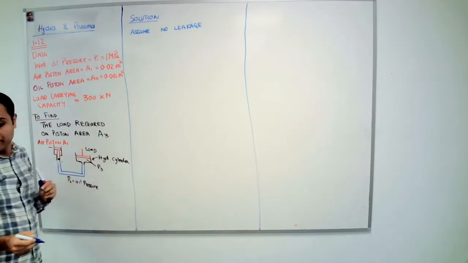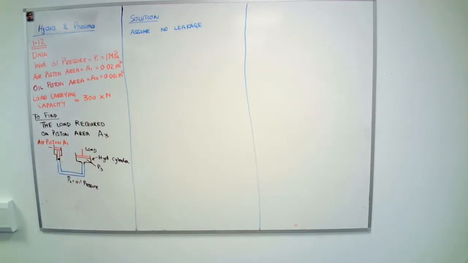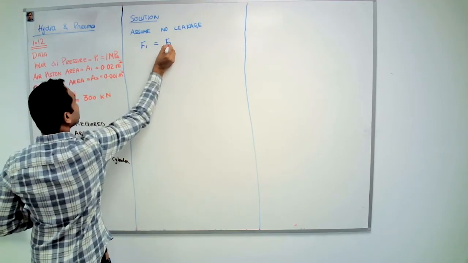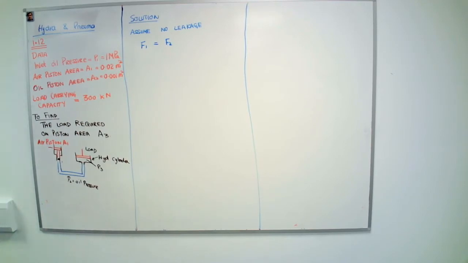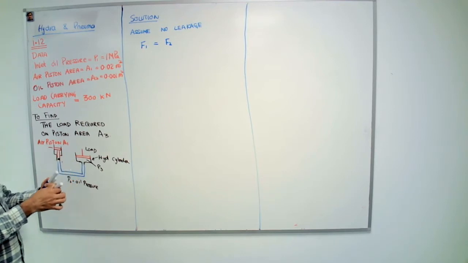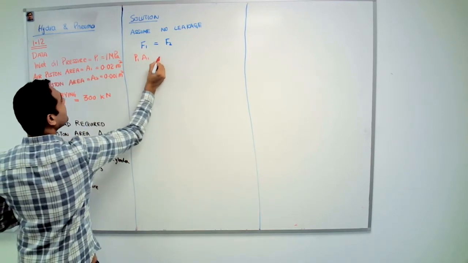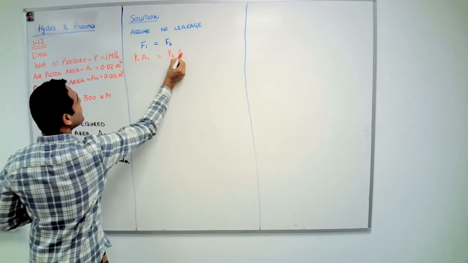There is no leakage. If there is no leakage, then the pressure 1 should be equal to the pressure 2, or the force 1 should be equal to the force 2. So I can also say force 1 equals the force 2. Now we have the formula for the force. Force is pressure times the area. So P1 A1 equals P2 A2.